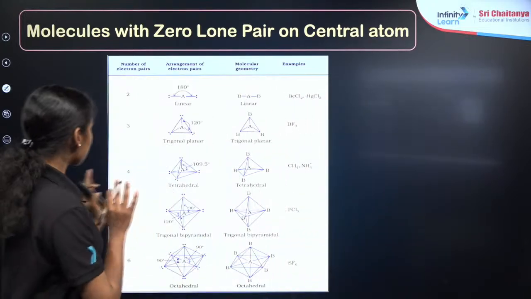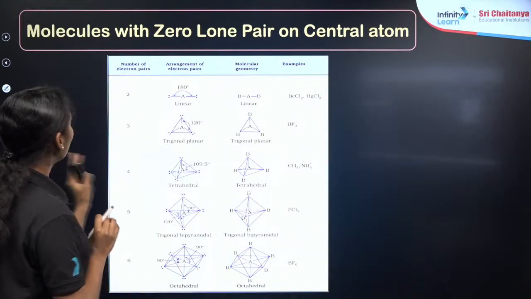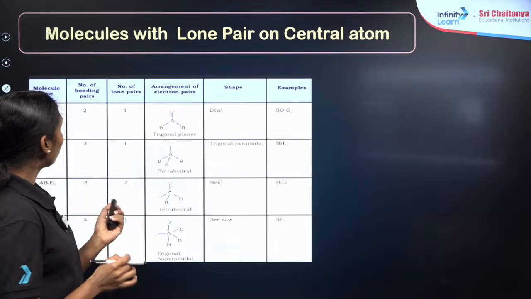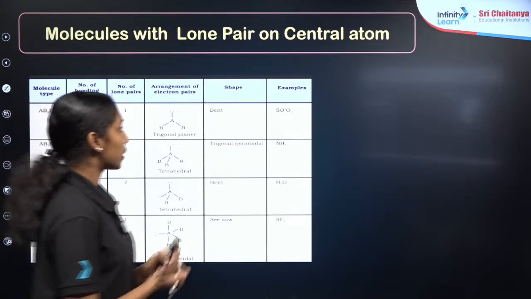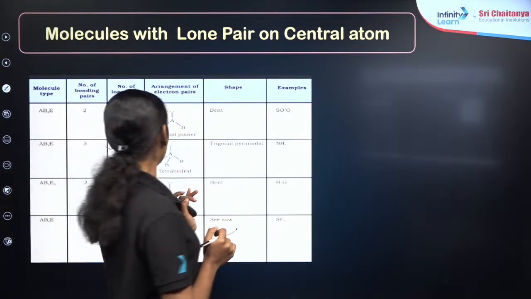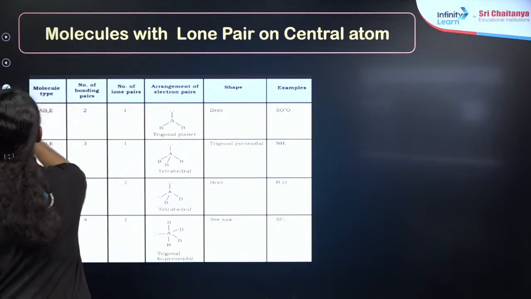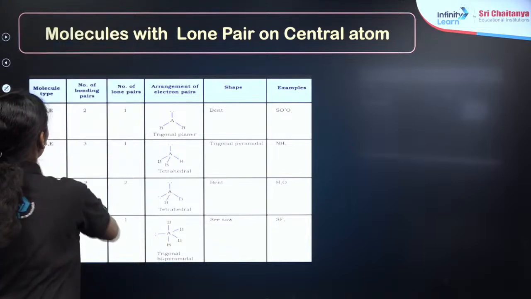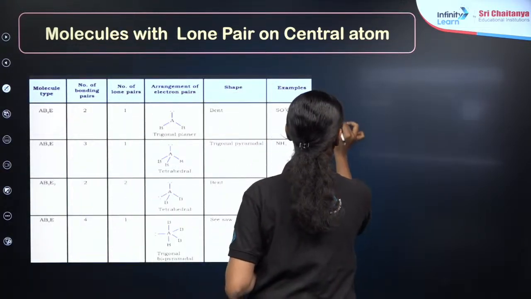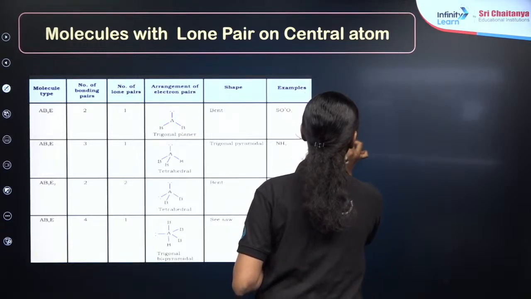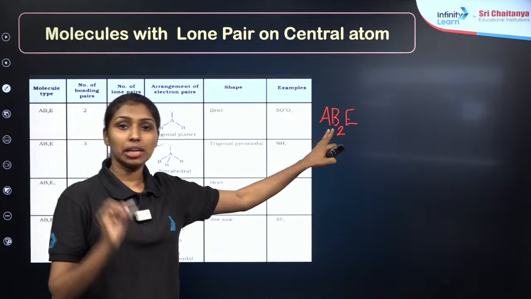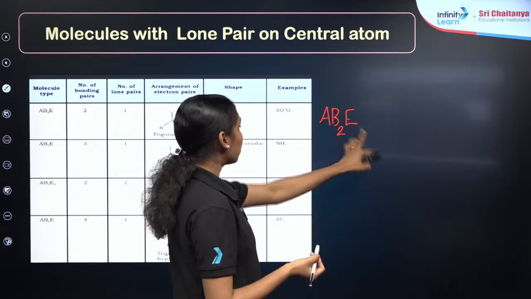Okay, this is the summary about the molecules with zero lone pair on the central atom. Now let me move to the molecules with lone pair on the central atom. You have to memorize all the table. Now the first condition is AB2E type. Here, this number represents the number of bond pairs and E stands for the number of lone pairs.